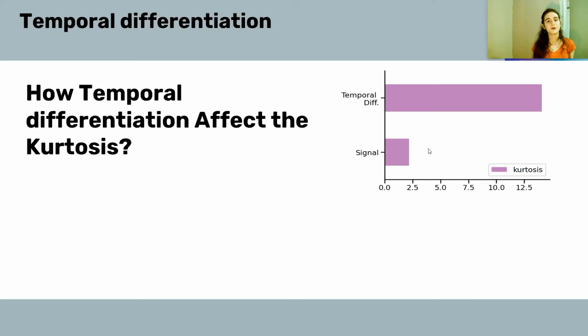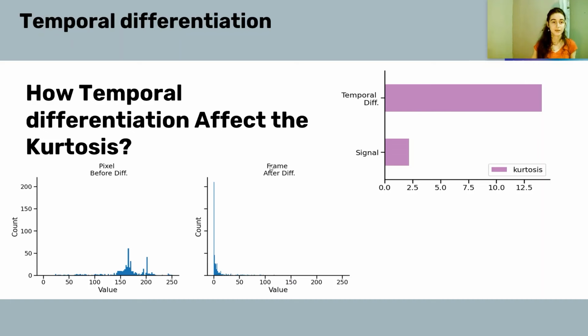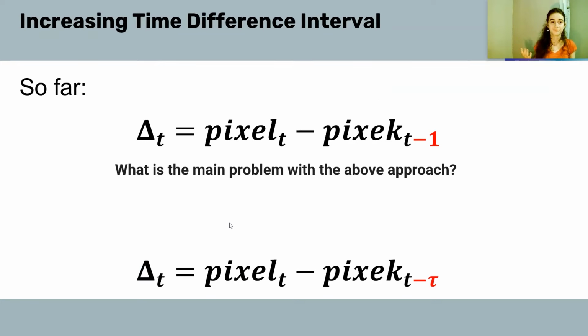Now, we can explore how this temporal differentiation affected the kurtosis. As a reminder, the kurtosis is a metric to measure how sparse a signal is. So if the kurtosis is high, it means that the signal is sparser. When we compare the signals before and after the differentiation, we see that after the differentiation, the kurtosis significantly increased. Also, we can explore the distribution of the values, where before the differentiation we got very high values, while after we got mostly zeros, reflecting the sparsity.